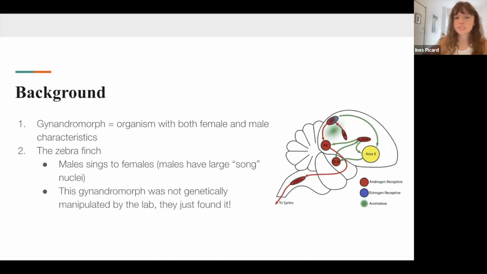A gynandromorph is an organism with both female and male characteristics, often divided directionally and on a genetic basis. The zebra finch is a useful model organism for sex differences in the brain because males are the only ones who sing, and they sing to females for courtship. So that means males have large song nuclei, including area X, RA, and HVC, which you guys will hear about in this study. And for anyone who's curious as to how they made this gynandromorph, they just found it in the wild and then published a PNAS paper from this organism, which is one of the happy science accidents.